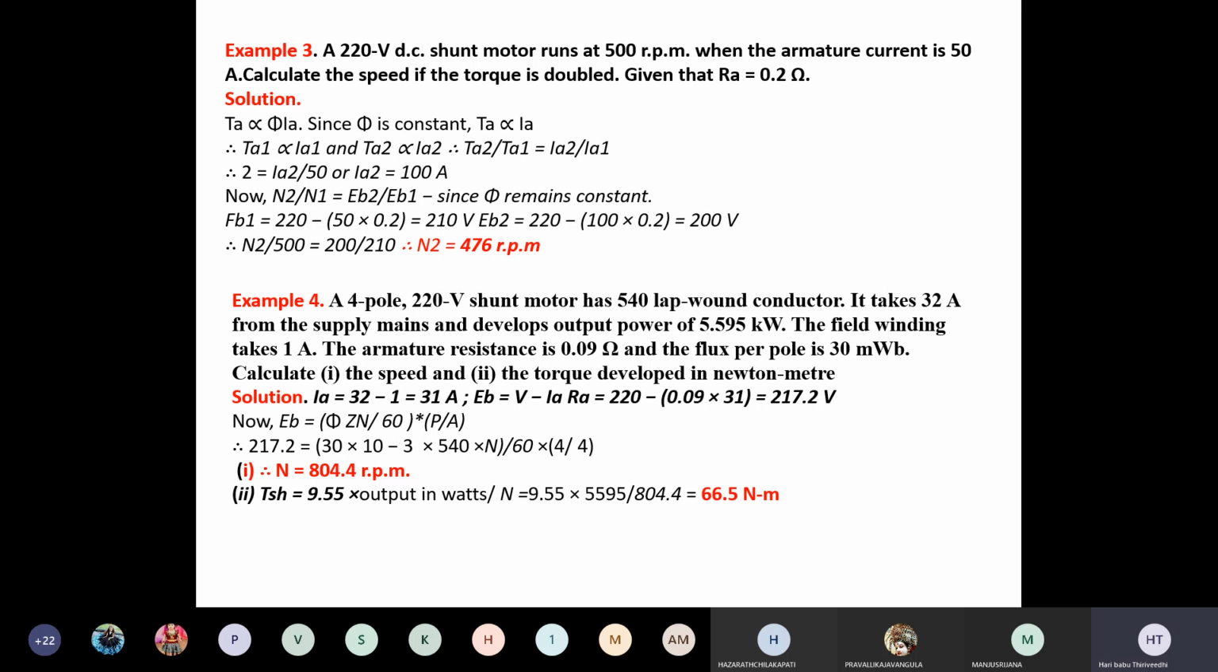Torque developed is nothing but armature torque, or it may be shaft torque, whatever it may be. They don't mention which. We can derive any one of them. Suppose they mention clearly gross torque or armature torque, we have to determine armature torque only. If they say determine the shaft torque, then shaft torque only. Suppose they don't mention it, sometimes we have to derive the shaft torque.